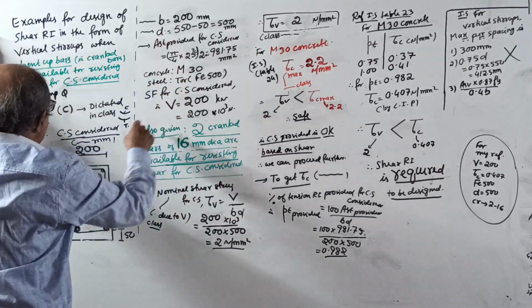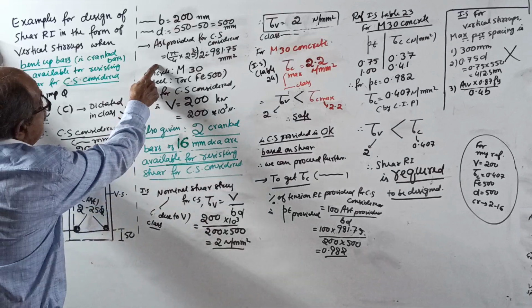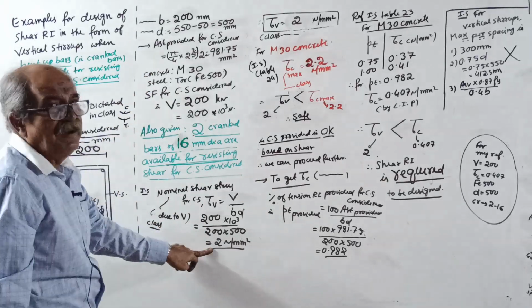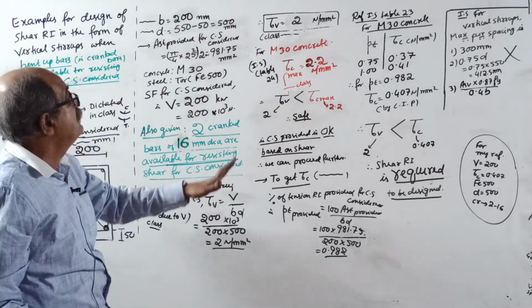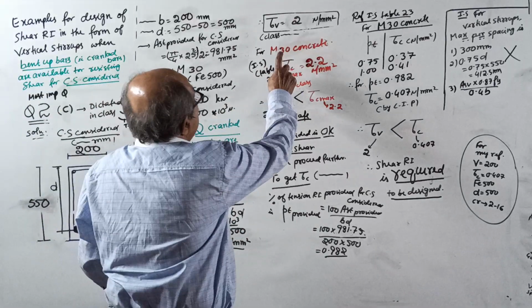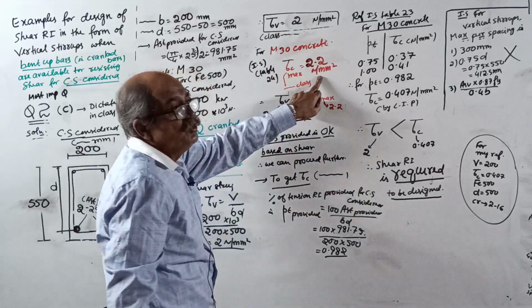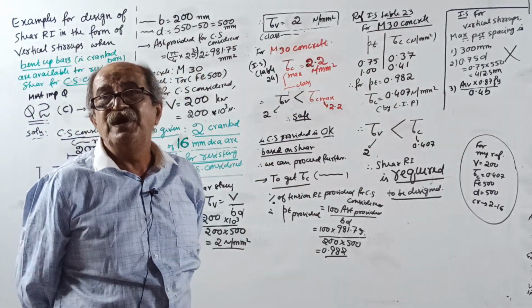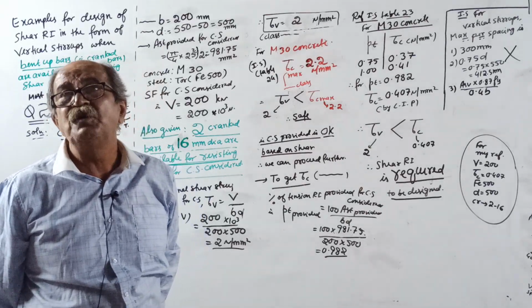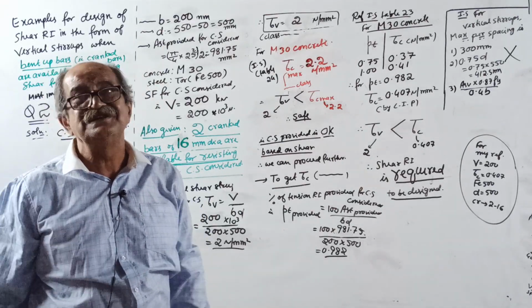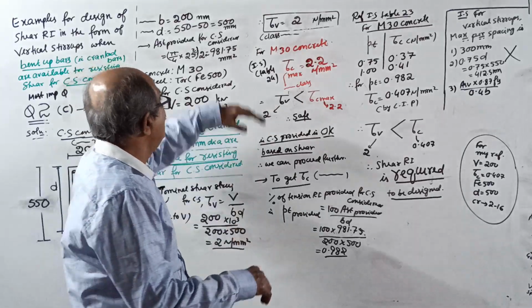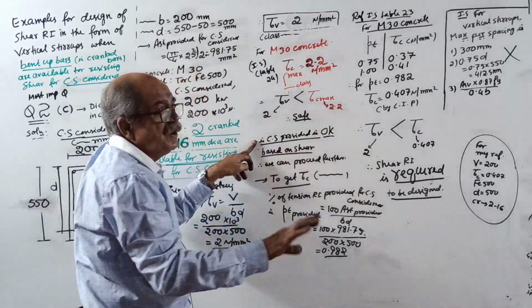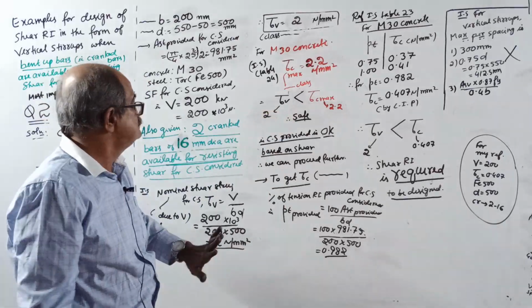All this I change now. B over D over AST, correct? M30, okay. Tau V will come 2 Newton per mm square. I just, that's why some stains are there. And for M30 concrete, tau C max 2.0, narrowly escaped. Like you can buy a car up to 10 lakhs, you want to buy a car of 9.8 lakhs. Yes, you can proceed further later. Tau V less than tau C maximum, safe. Cross-section is okay, little critical.